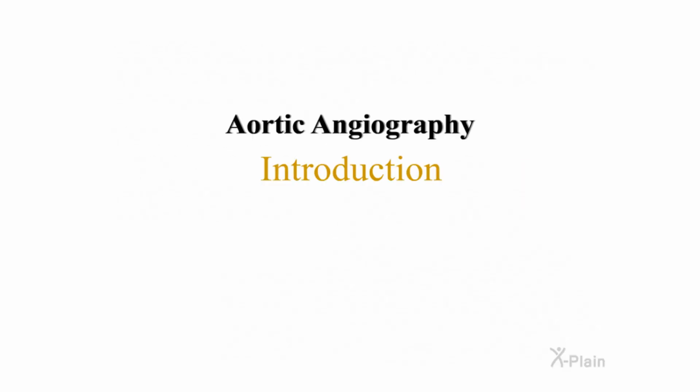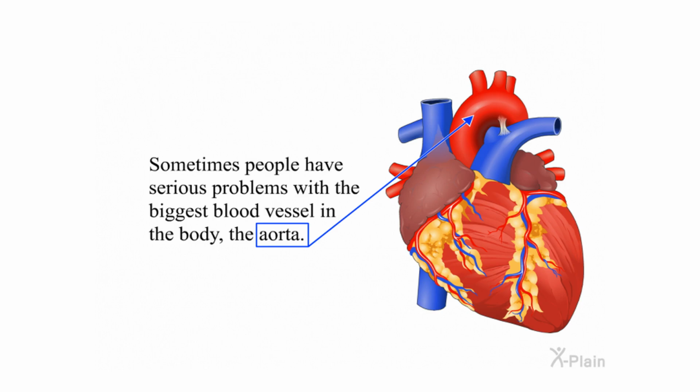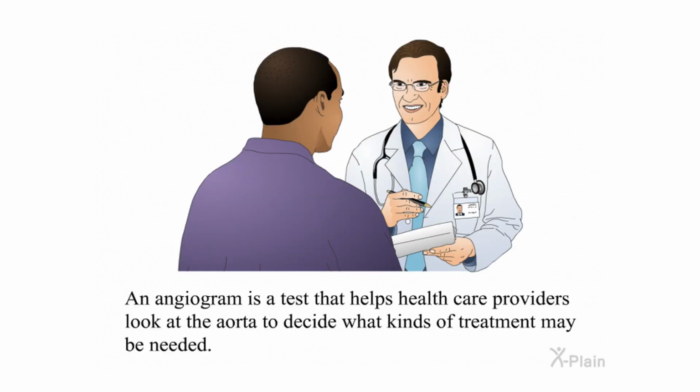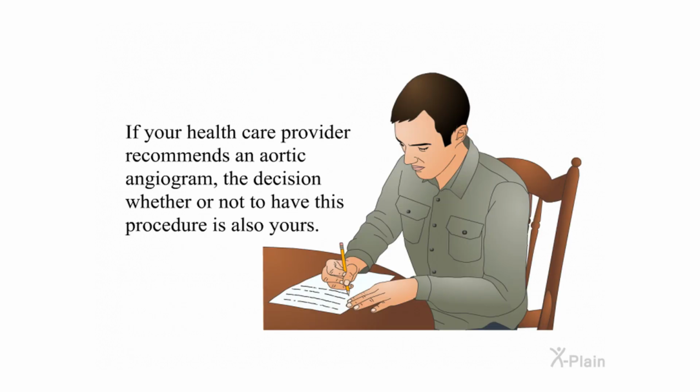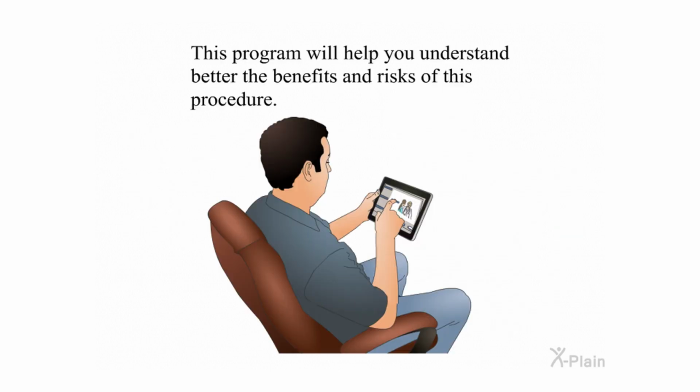Aortic Angiography. Introduction. Sometimes people have serious problems with the biggest blood vessel in the body, the aorta. An angiogram is a test that helps healthcare providers look at the aorta to decide what kinds of treatment may be needed. If your healthcare provider recommends an aortic angiogram, the decision whether or not to have this procedure is also yours. This program will help you understand better the benefits and risks of this procedure.